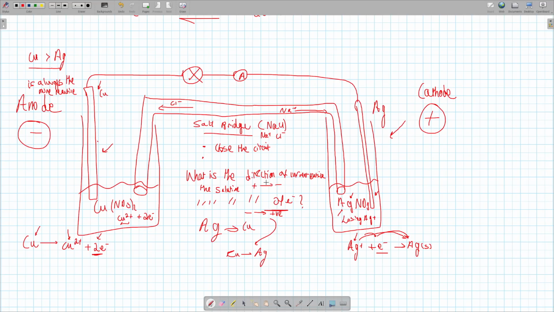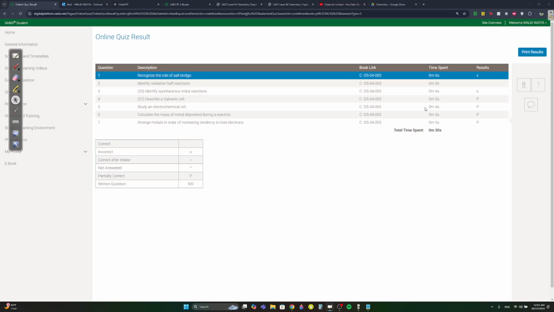And then they're going to ask what would be the direction of movement of the ions in the salt bridge. If they told you it's NaCl, you would say the Na moves towards the anode, and the Cl moves towards the cathode. You'd say it like that. And obviously you'd have to specify which one's the anode and which is the cathode. In this case, you say Na+ moves towards the Cu, and the Cl- moves towards the Ag.